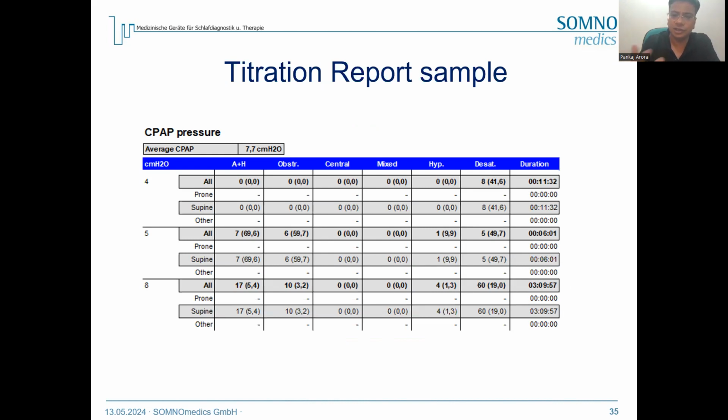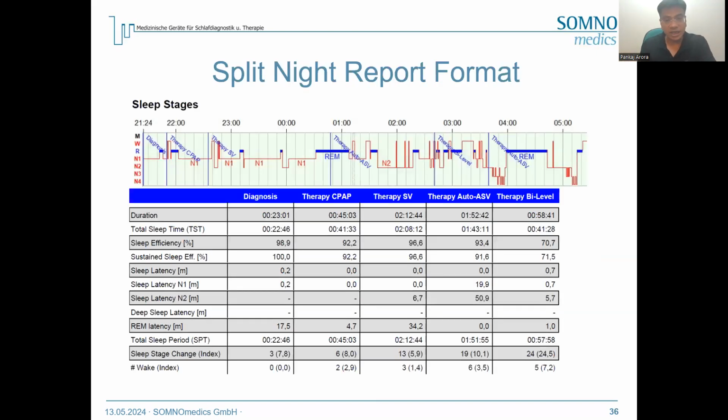This is a kind of titration report, which will also give you the pressures, and the average pressure of the whole night. It also gives you position-wise and stage-wise data. It will give you REM stage and non-REM stage, and then you can see in which stage and in which position his obstructive sleep apnea and central sleep apnea occur, and how it is getting better in titration. So again, it gives you the diagnostic report.